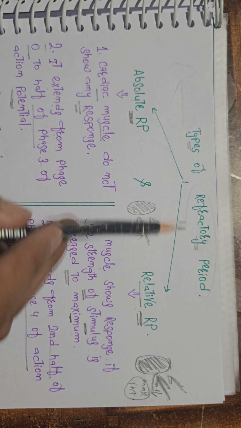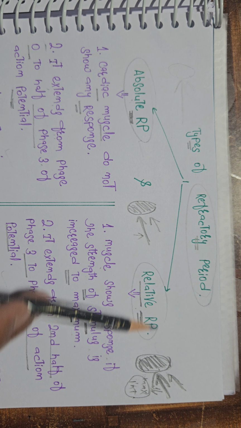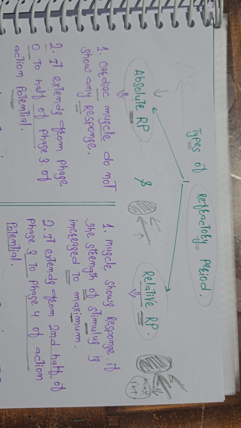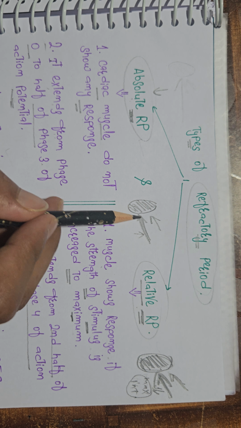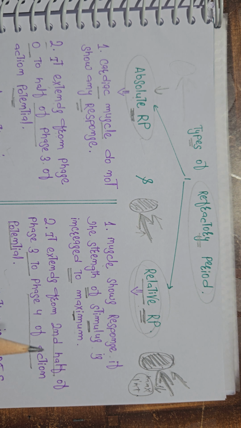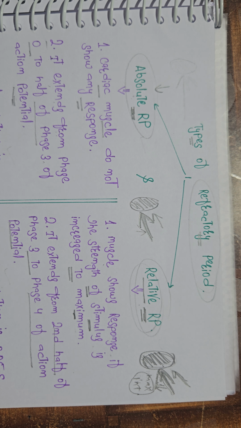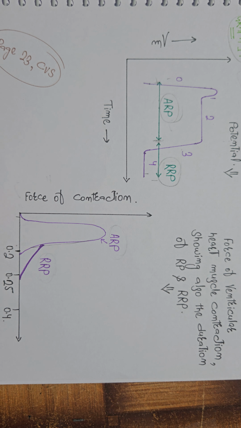These are the two types of the refractory period: absolute refractory period and relative refractory period. In the absolute refractory period, clearly cardiac muscle does not show any response no matter how strong the second stimulus is, while in the relative refractory period, cardiac muscle shows a response if the second stimulus is of maximum intensity. Clear? Here is another graph.